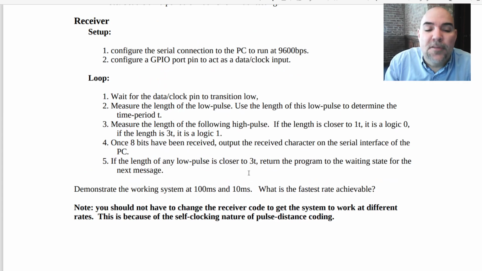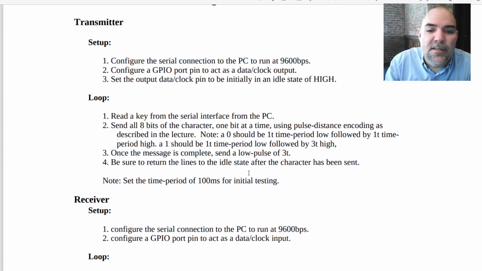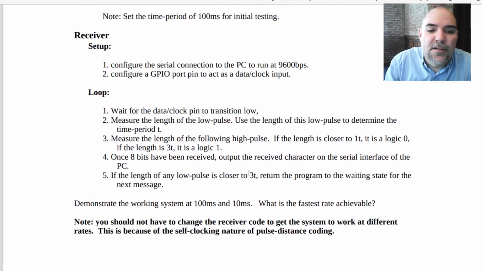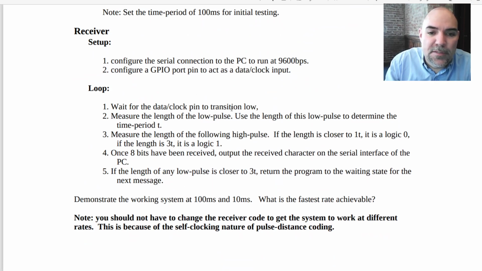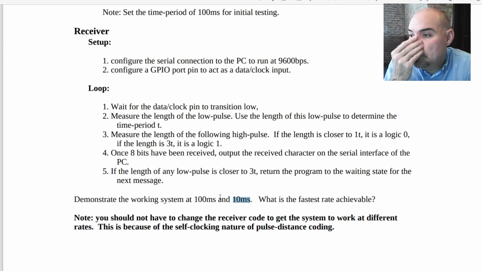Now, the cool thing about this is you'll notice that the receiver doesn't have a predetermined time t. It's just measuring the ratio of those. So that would mean on your transmitter, to demonstrate this to yourself or implement this working at 100 milliseconds and 10 milliseconds for t, you only have to change the transmitter. The receiver should just work. And this is actually, again, because it's a self-clocking code. All it cares about is the ratio, not timing off anything blindly like with the previous one.